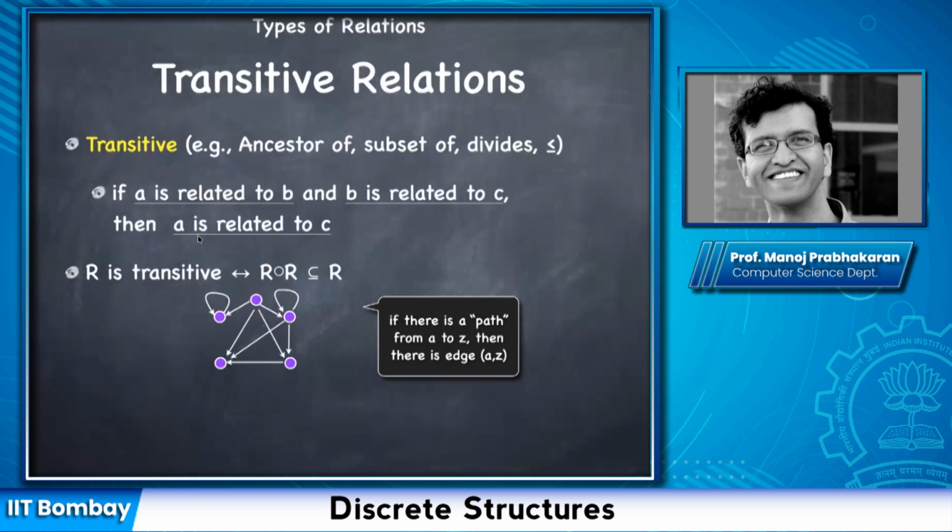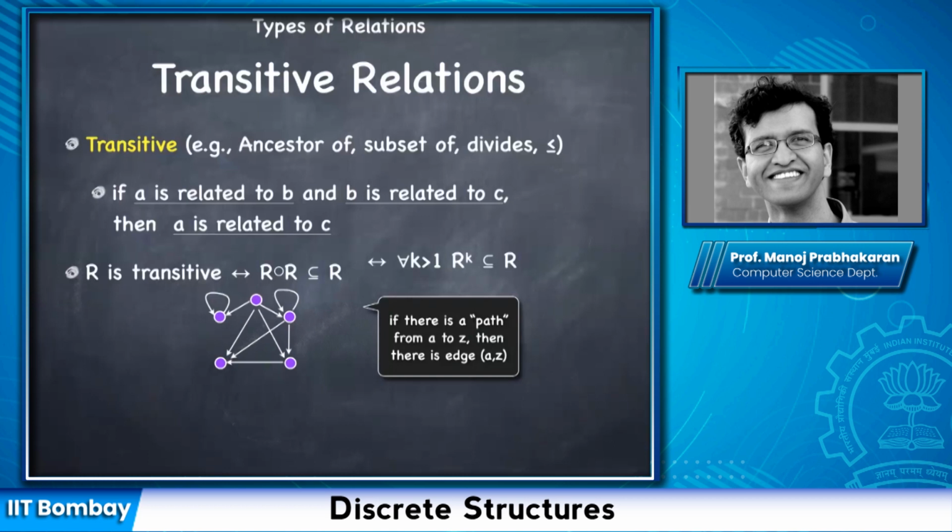And we saw that to be transitive, this edge had to exist. And then we argued, okay, if this edge exists, then this edge also has to exist. So when there is a path from A to Z, you can argue that there has to be a direct edge from A to Z. Okay, so that is what transitivity implies.